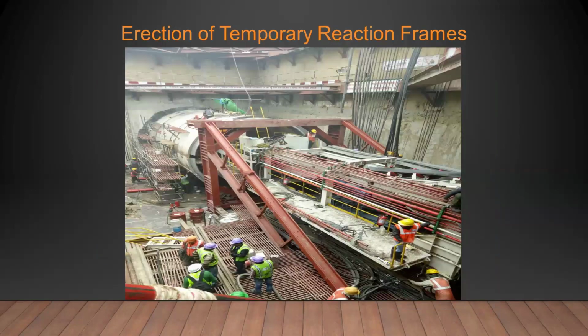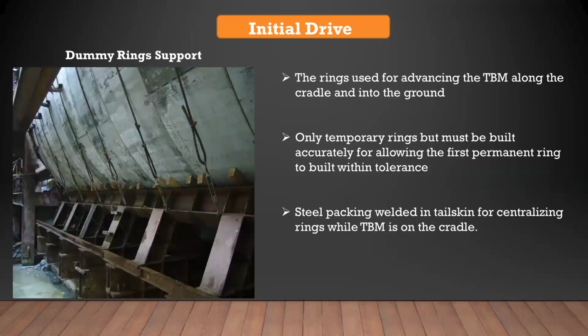This is the temporary reaction frames. As I said, it is installed to counteract the active earth pressures. Initial drive, the rings used for advancing the TBM along the cradle and into the ground. Only temporary rings, but must be built accurately for allowing the first permanent ring to build within tolerances. Steel packing is welded in the steel skin for centralizing rings, while the TBM is on the cradle.